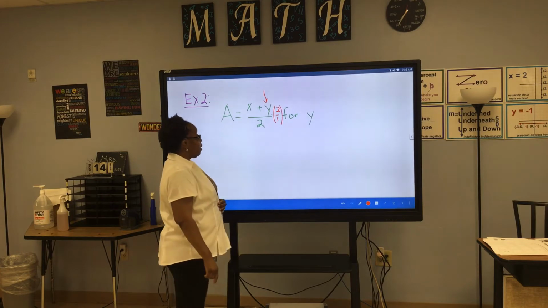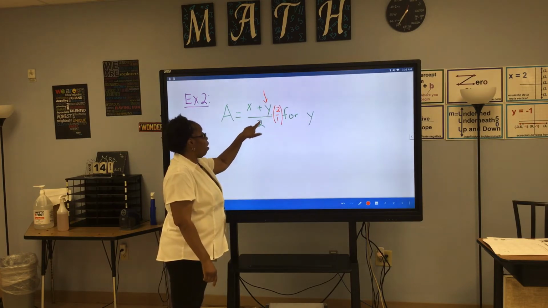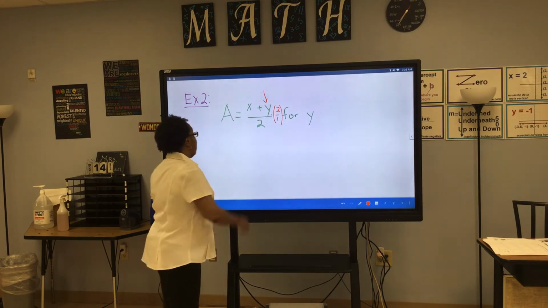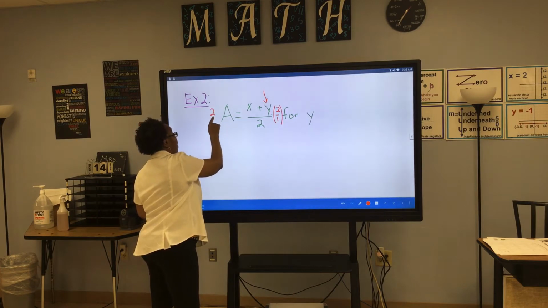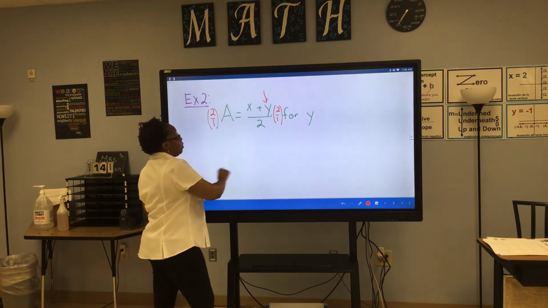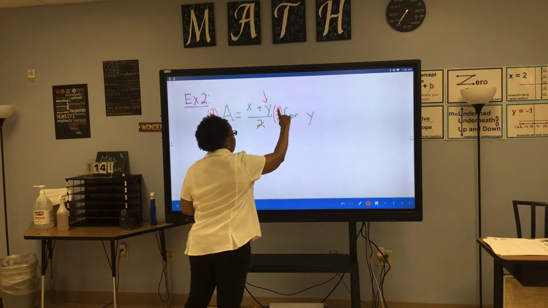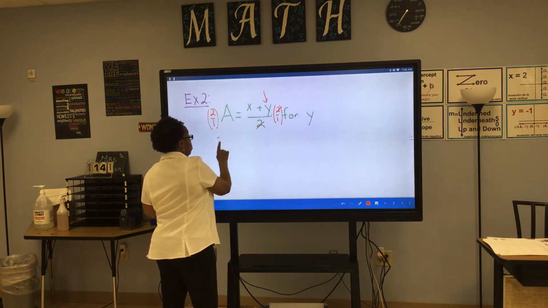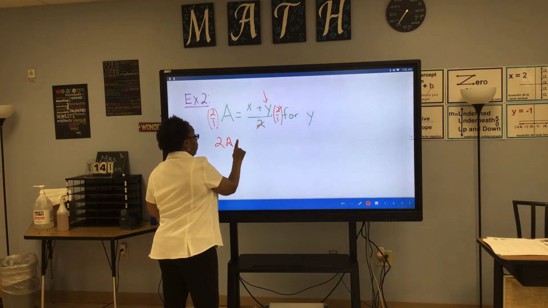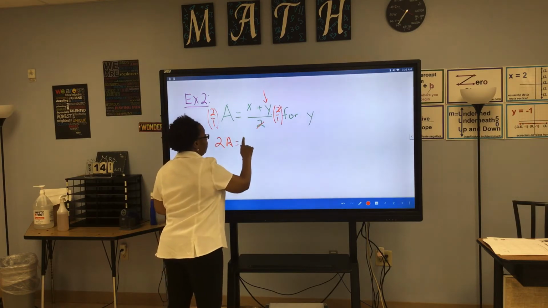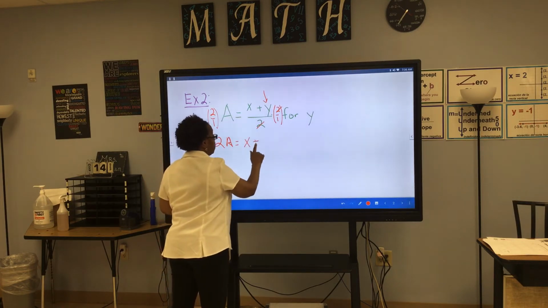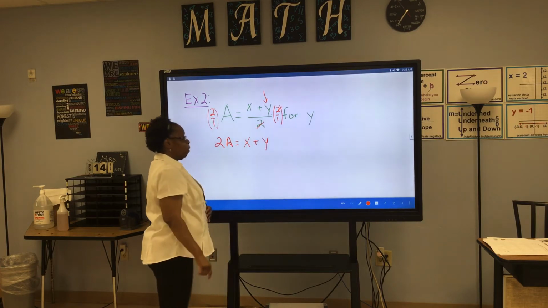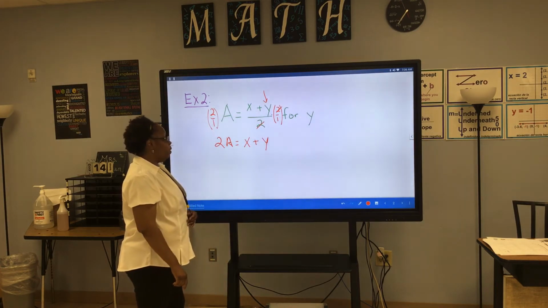Why did I make it a fraction? So I can see this is going to cross reduce. And what I do on the right, I must do on the left. So my 2's cancel here. Going left to right, 2 times a is 2a. And then comes down to x plus y. Okay? 2a equals x plus y.